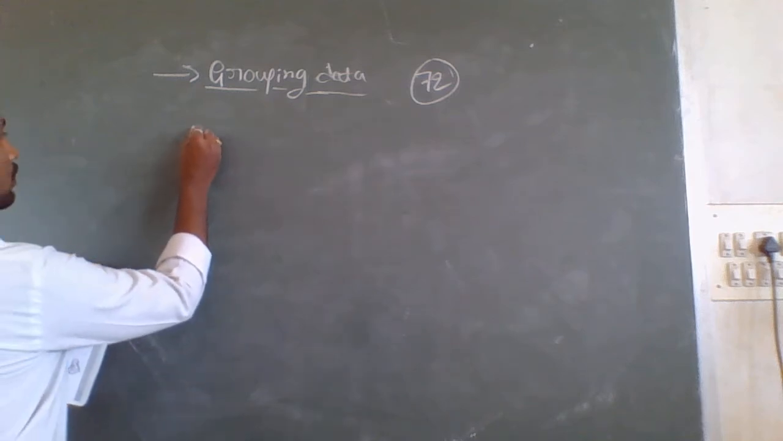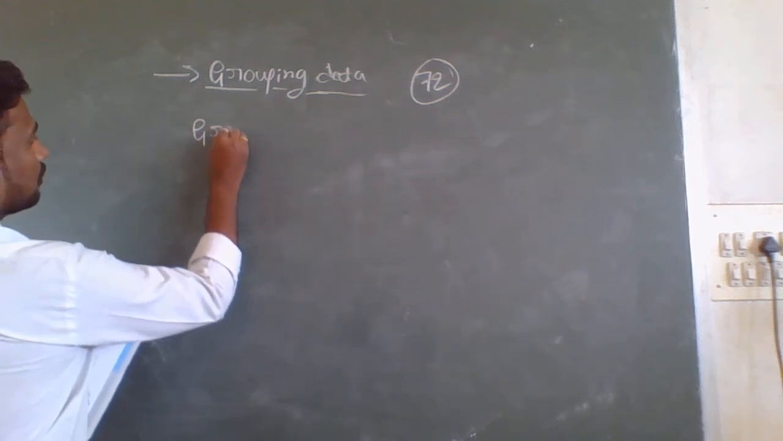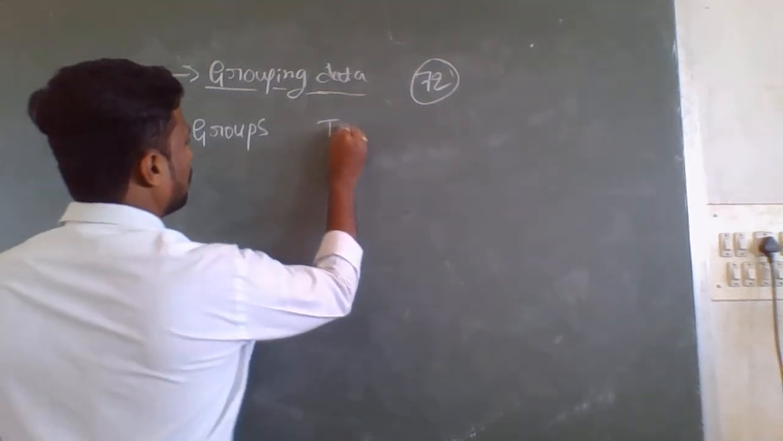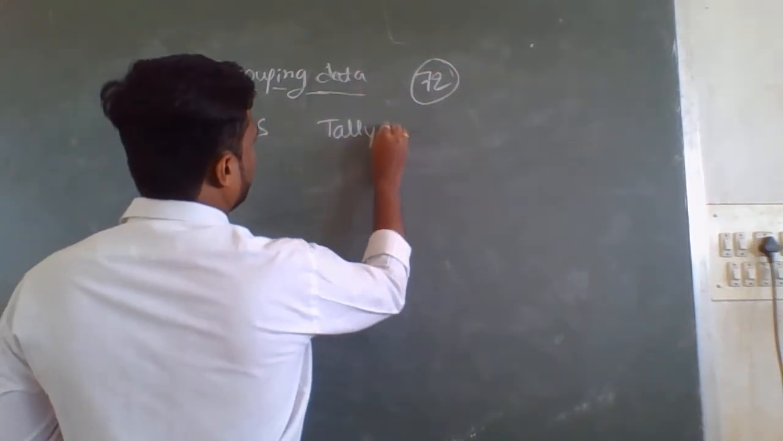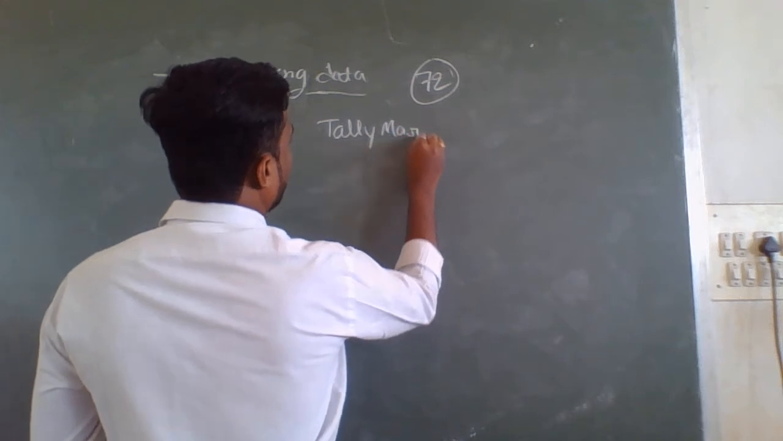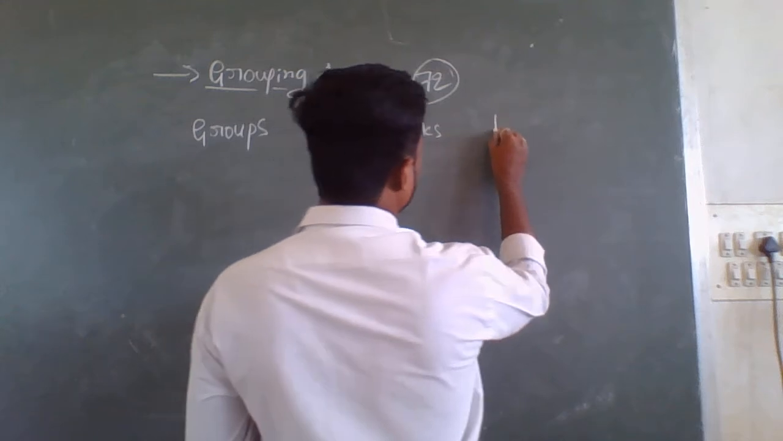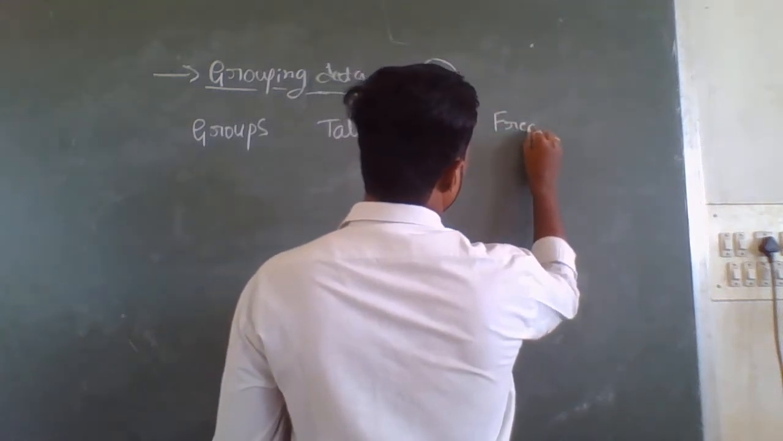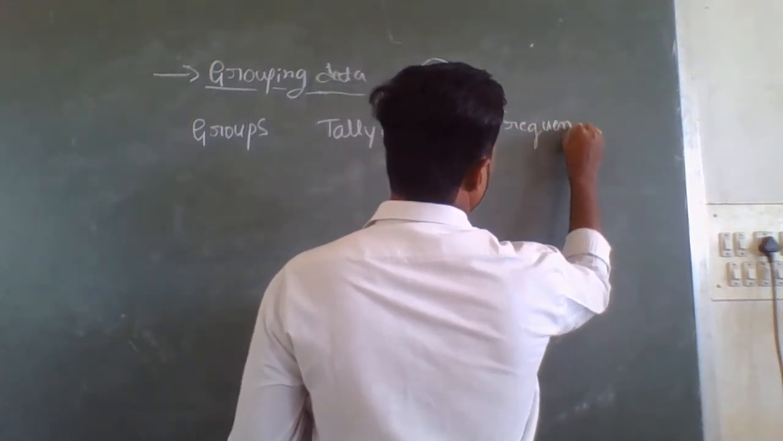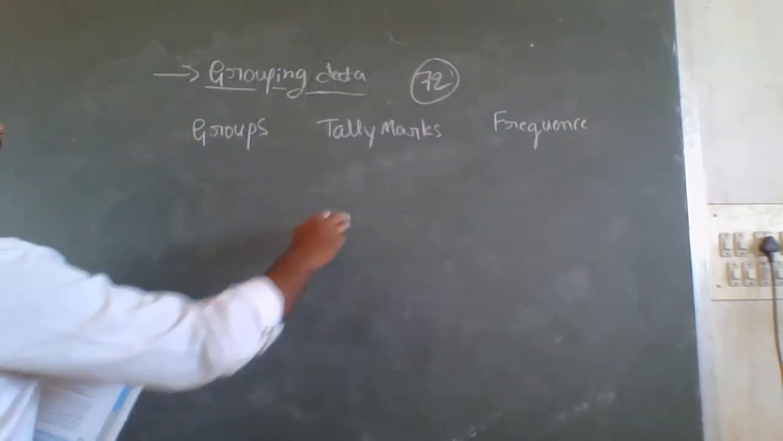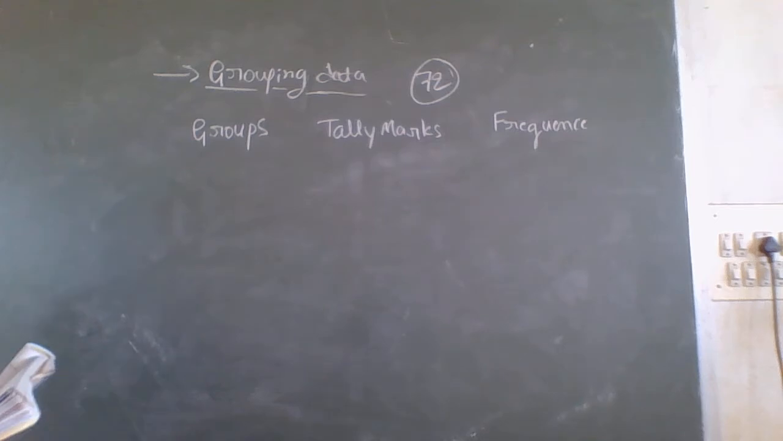So here they have given table 5.2 in page number 73. What is that? Here they have given groups, tally marks, and next, frequency. Frequency means the number of times entries are made in tally marks, the number of times entries are made in tally marks.